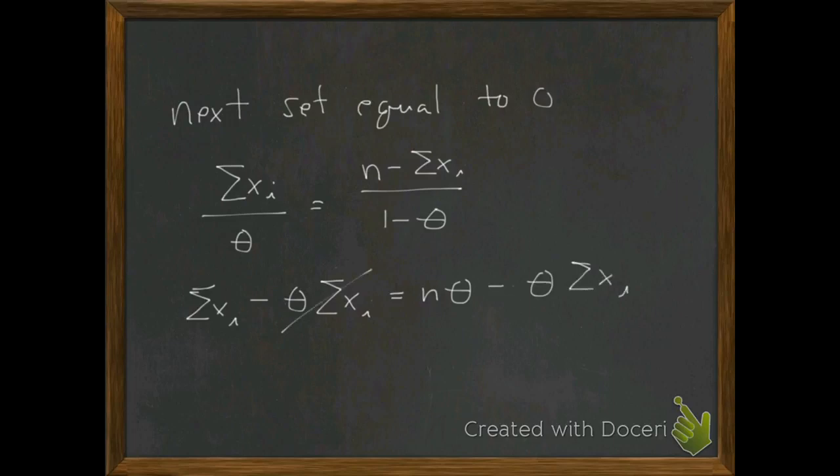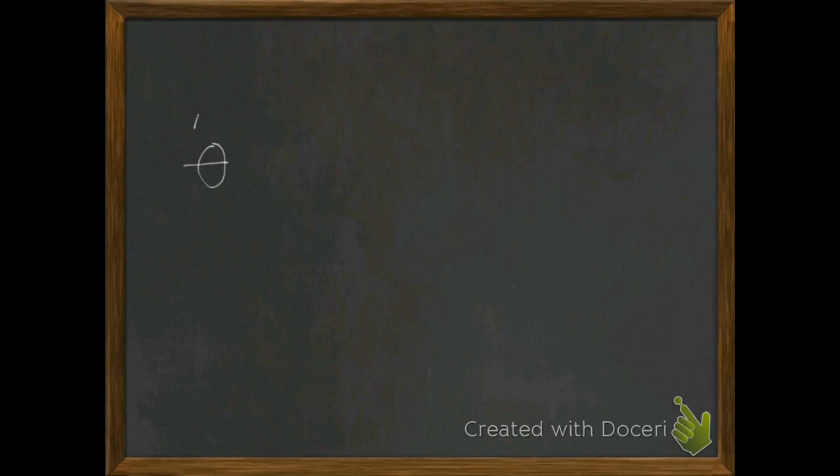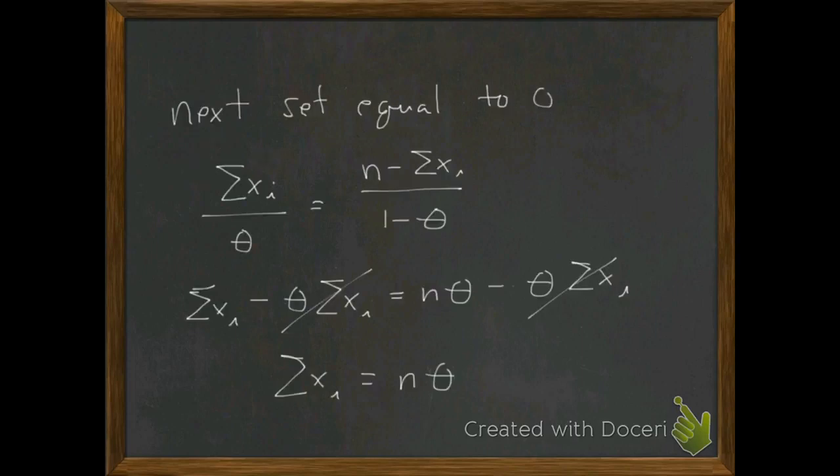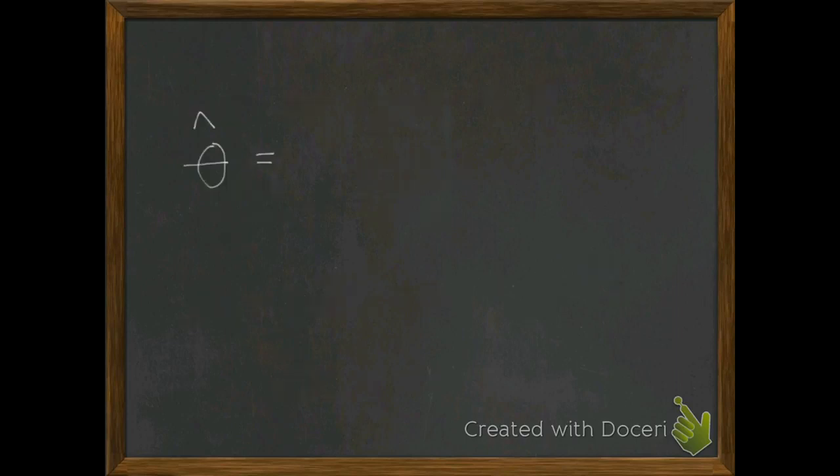And you see something kind of cool here. So guys, this would clearly lead to the MLE. Remember, the MLE is an estimate of the parameter, so we put that over it. Which is X bar.